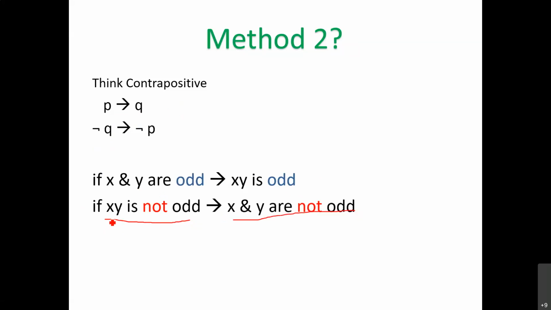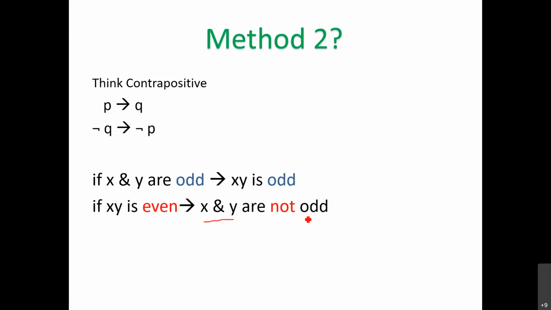What does it mean that the multiplication is not odd? It's just even. What does it mean that both x and y are not odd? It means that one of them is even. So you can either prove the first statement, which we just did, or you can try to prove the second one. You'd like to use the contrapositive if you feel the original statement was too hard. Here I feel like they're the same difficulty, but this is just an idea. If you're trying to prove the original statement and you're not going anywhere, maybe try the contrapositive.